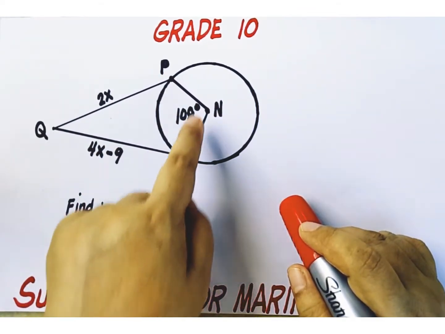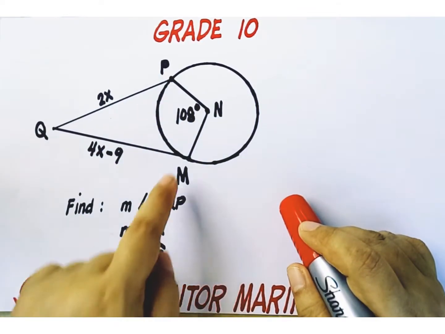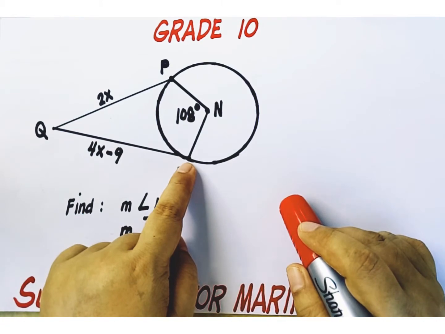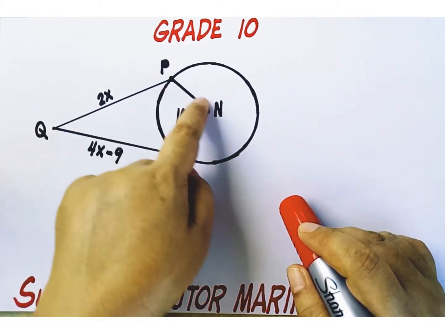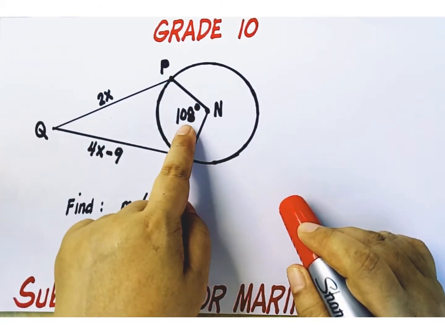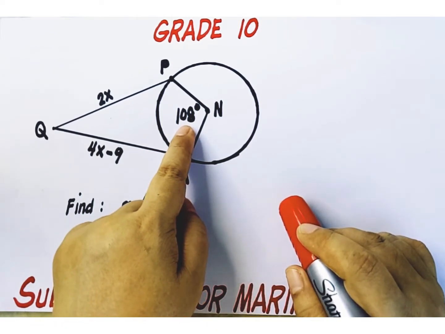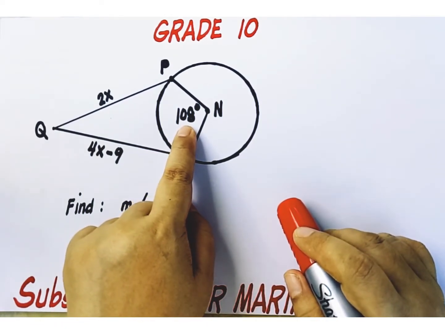This is a central angle. We can name it as angle MNP or angle PNM. Its measure is given, it's equal to 108 degrees.